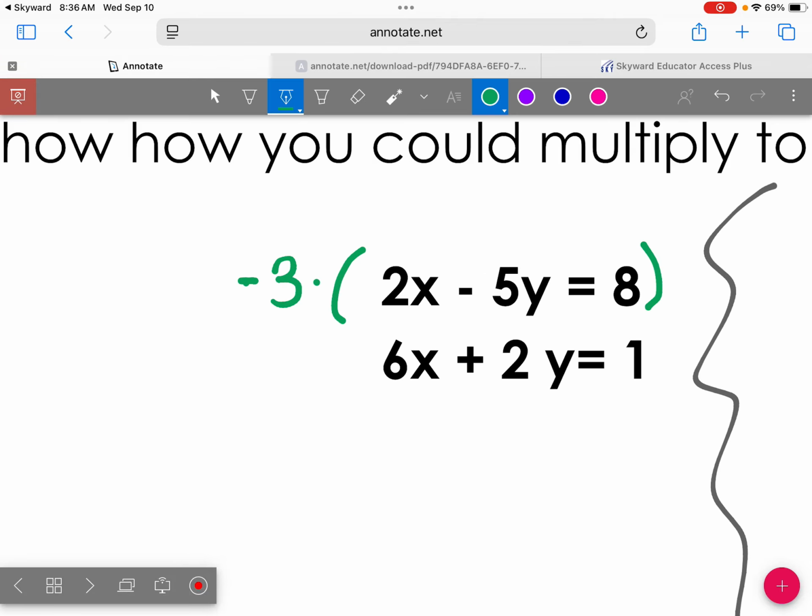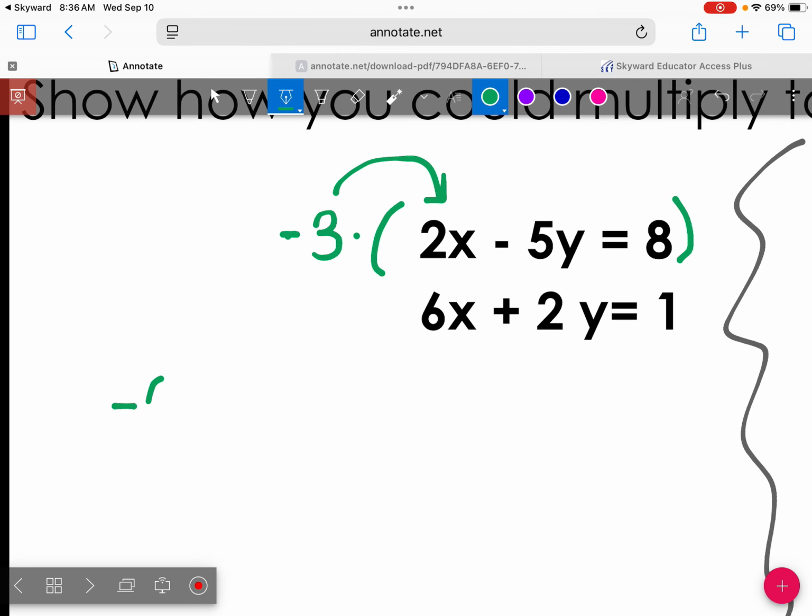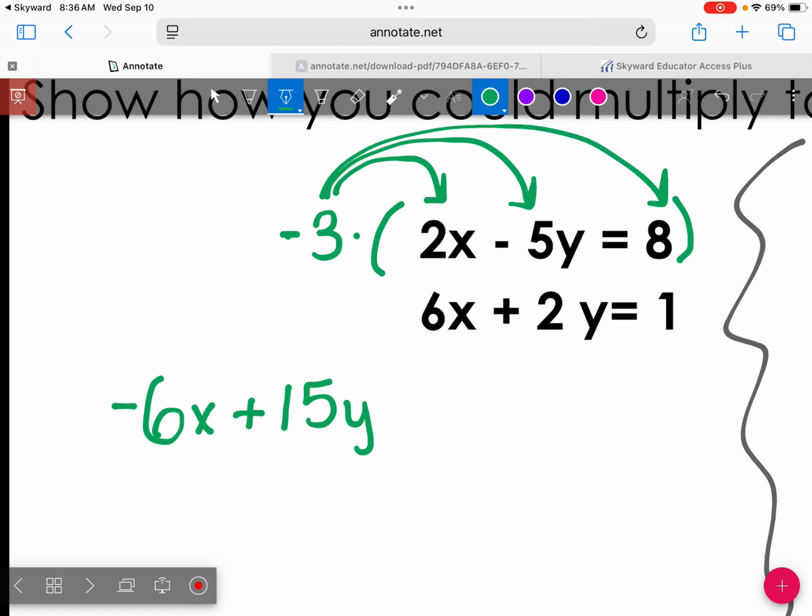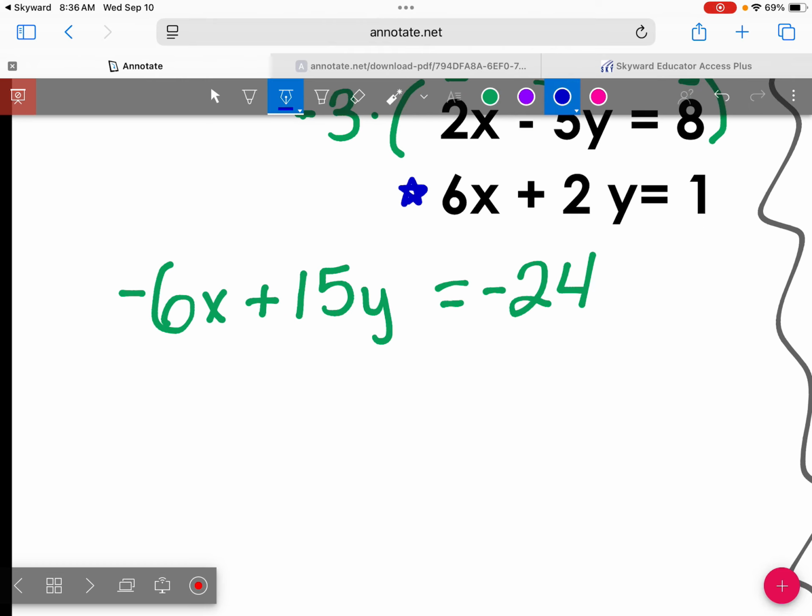I'm going to write this out. We're going to do this multiplication. Our -3 times 2x would give us a -6x. Our -3 times -5y is going to give us a +15y. And our -3 times 8 is going to give us a -24. And I'm just going to copy this one down. This one is just our 6x plus 2y equals 1.